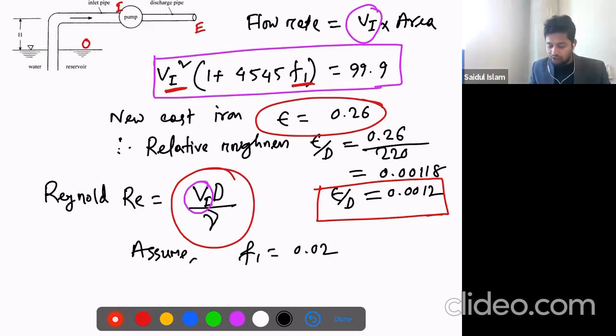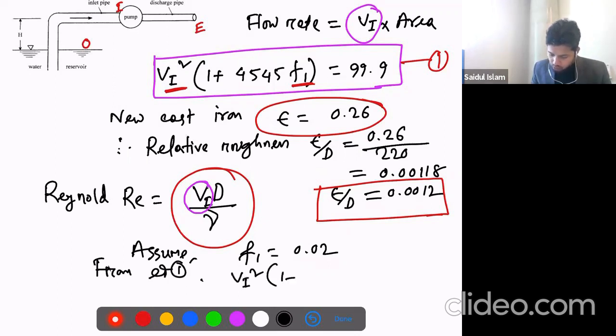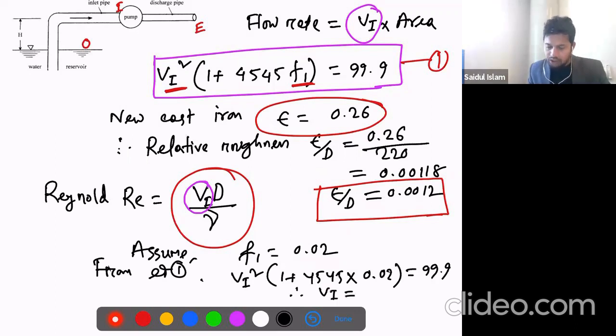So when we put F1 as 0.02 in these expressions, let's say this equation is number 1, we just put a number for these equations. So we can write from equation 1, vi square into (1 plus 4545 into 0.02) equals 99.9. And if we solve this for vi, the velocity will be 1.043 meter per second.